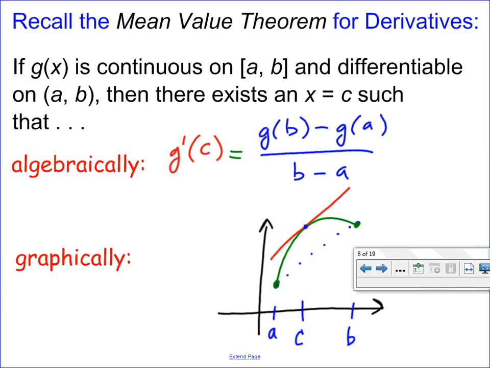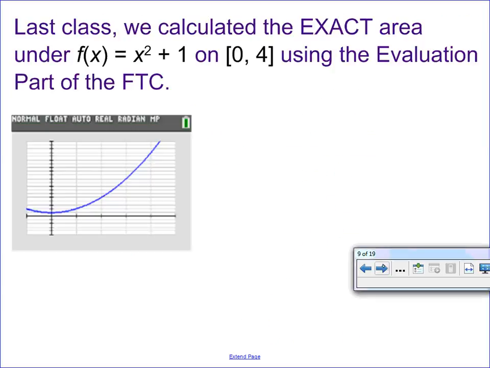Great. So today we're going to move this towards the mean value theorem for integrals, okay? And we're going to make a connection between the two. Actually, you guys are going to make a connection between the two, and that's one of our goals for the class. So last time we calculated the exact area under the function f of x equals x squared plus 1 on 0 to 4 using the evaluation part of the FTC. Let's do that algebraically, non-calculator, again just to warm up.